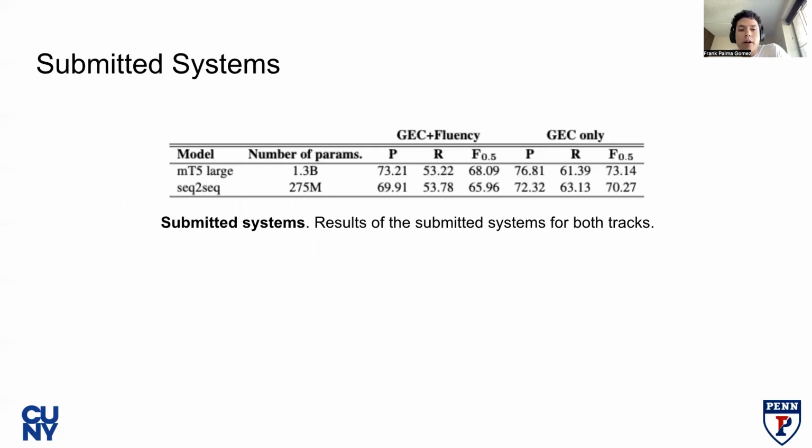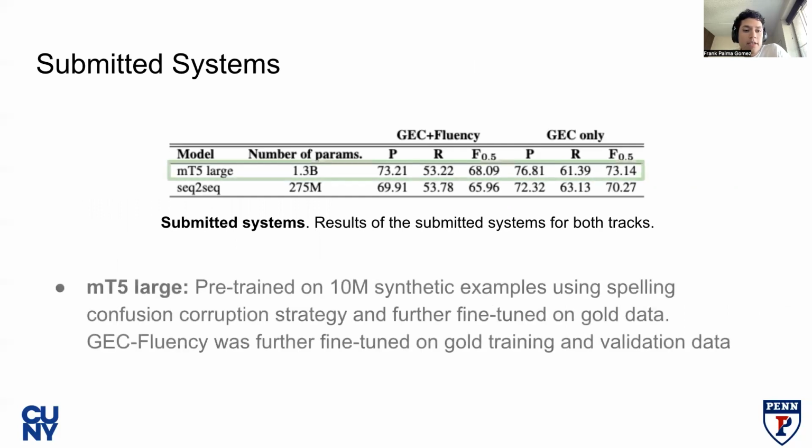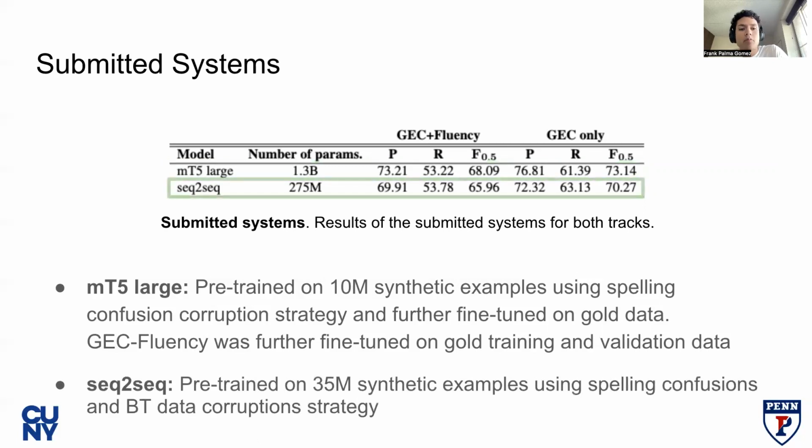Now I'll review the performance of our submitted systems. The first system is an MT5 large model pre-trained on 10 million synthetic examples using spell-based transformations to generate synthetic data. In the GEC fluency track, we combine gold training and validation data and score a 68.09. While on the GEC only track, we achieve a score of 73.14. In our second system, we pre-train a sequence-to-sequence transformer from scratch using spell-based transformations and back translation to generate synthetic data. On GEC fluency, we achieve a score of 65.96, and on GEC only, we achieve a score of 70.27.